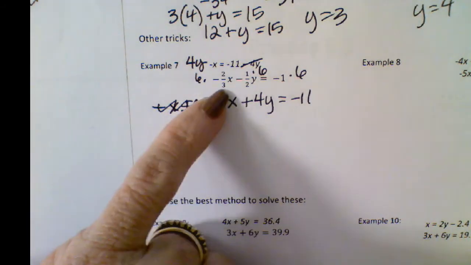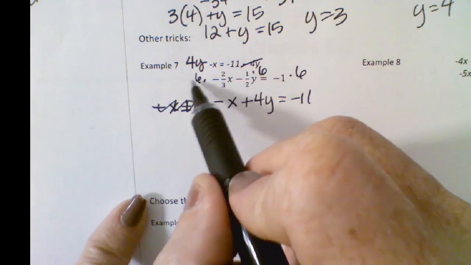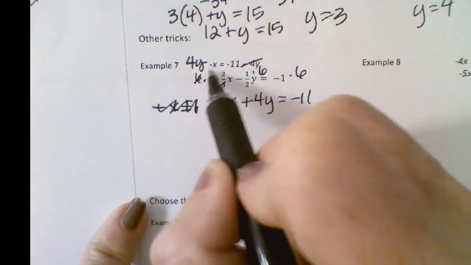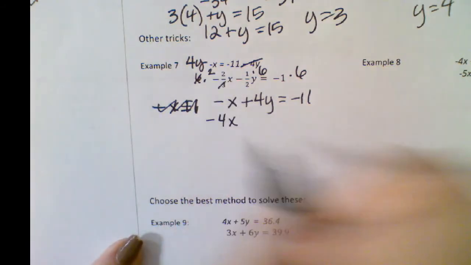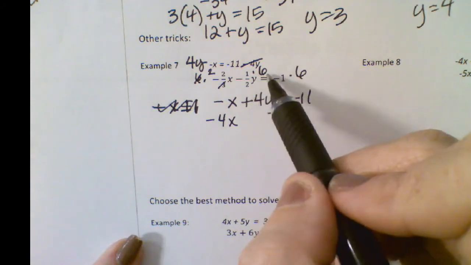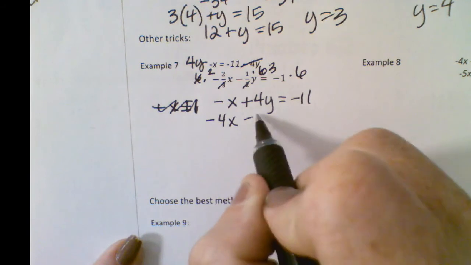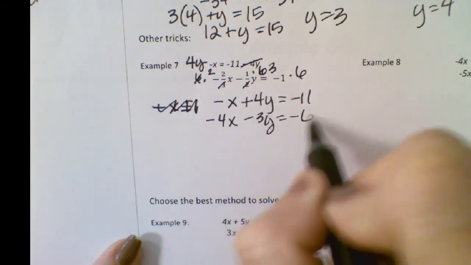Now let's deal with our fraction busters. So if you have a 3 and you get to 6, what do you need? You need to multiply it by 2. What's negative 2 times 2? Negative 4x. Good. You have a 2, what do you need? You need a 3 times 1. Good. Equals a negative 1 times 6 is negative 6.